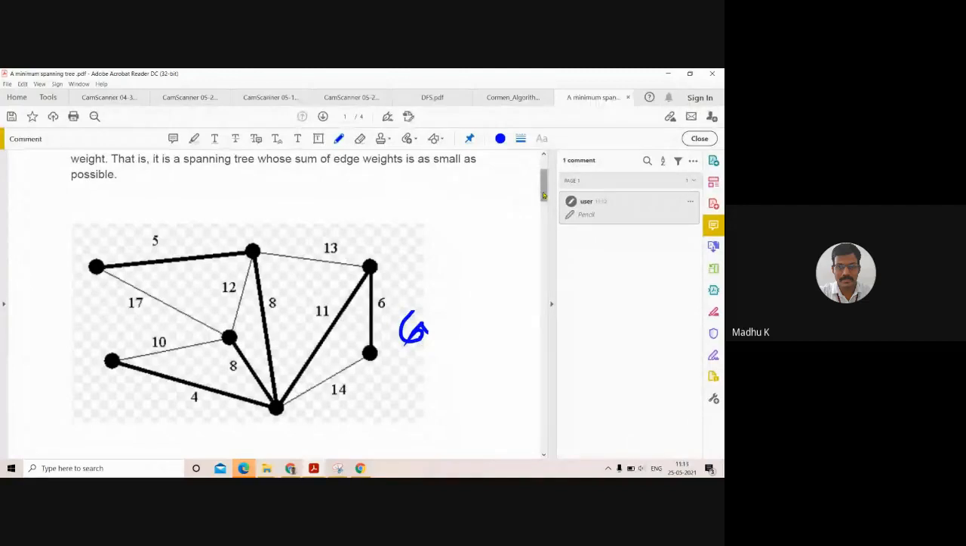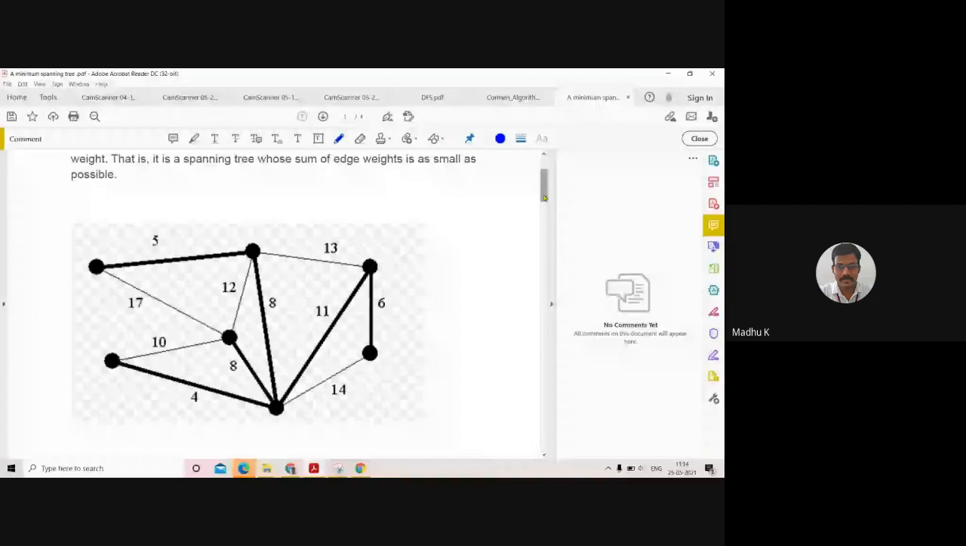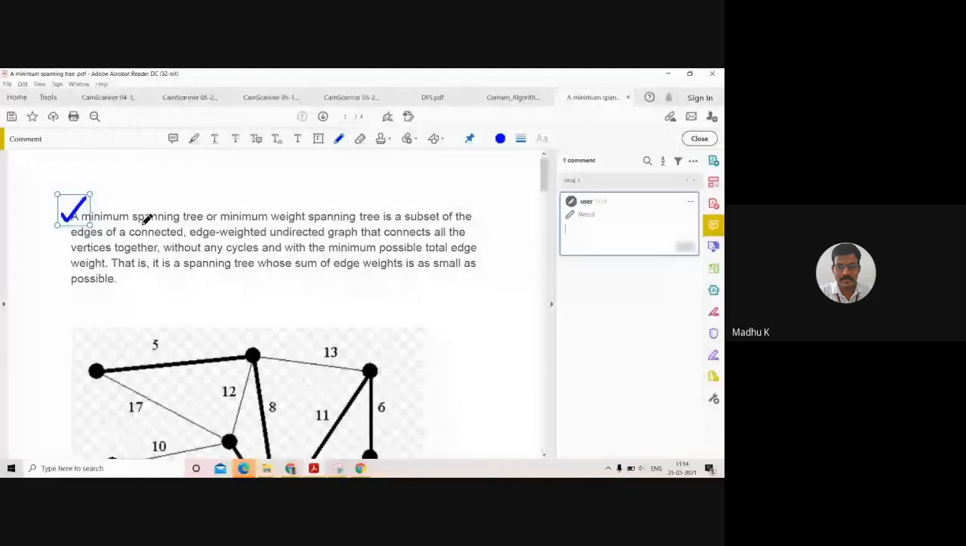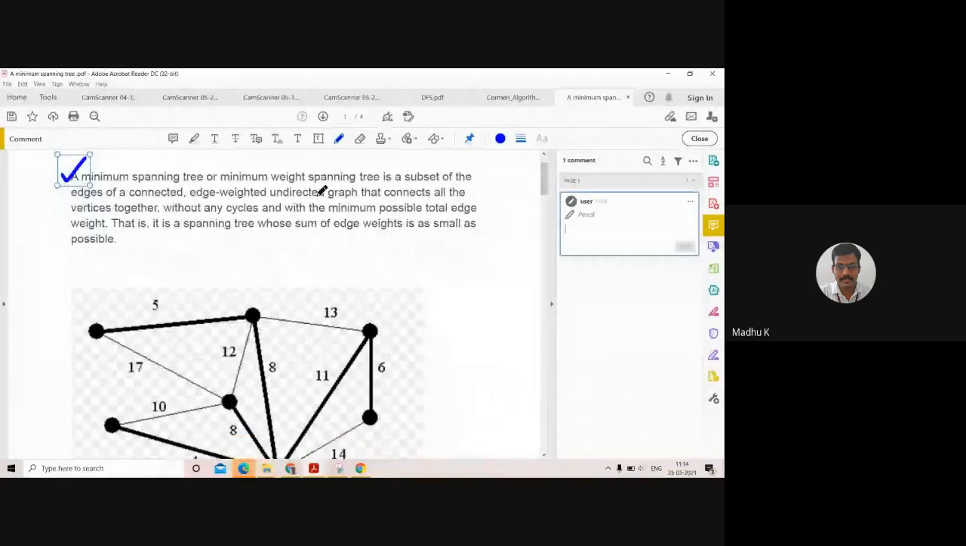So what is minimum spanning tree? Perform a traversal on the graph and we will get a tree. Now what is a minimum spanning tree? A minimum spanning tree or minimum weight spanning tree is a subset of the edges of a connected edge weighted undirected graph that connects all the vertices together. These are the properties. We will perform it on a graph. Then we will get a tree. Tree means there should not be any cycles. And it is a minimum weight spanning tree.